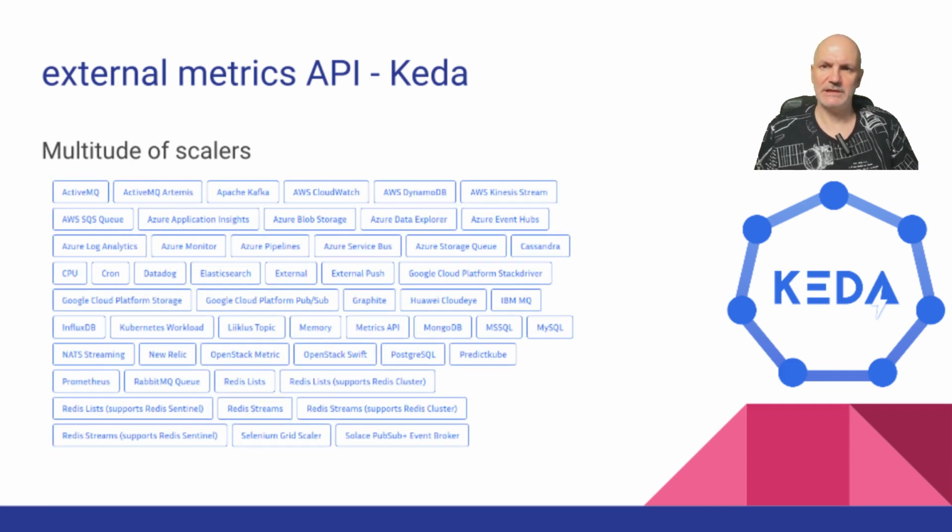KEDA does its magic by out-of-the-box integrations with a multitude of brokers, databases, and other middleware systems, and by exposing the information from them in the external metrics API, which the Kubernetes HPA controller can work with. Those integrations are called KEDA scalers.